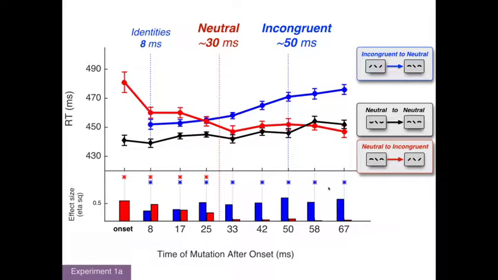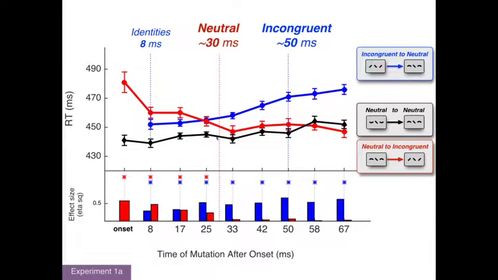Summarizing, here we have, again, reaction time. Here we have the effect sizes for these comparisons. The red asterisks and bars are the comparisons between the red and the black, and the blue between the blue and the black. Identities were perceived, or information about identities was accumulated enough for perception, after 8 milliseconds.